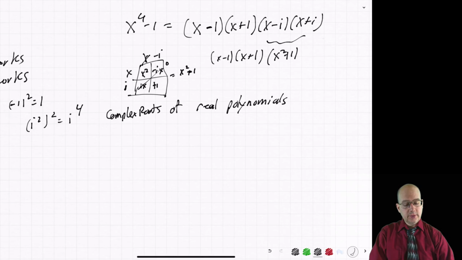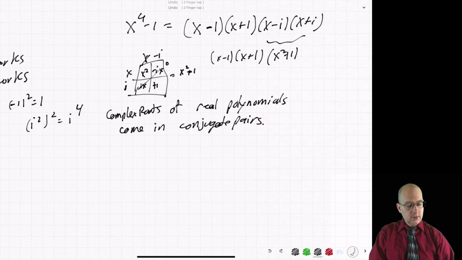Complex roots of real polynomials come in conjugate pairs. This is probably the most important thing to know about them. So what does conjugate pairs mean? It means if v plus iw is a solution, then v minus iw is too. These are conjugate pairs.